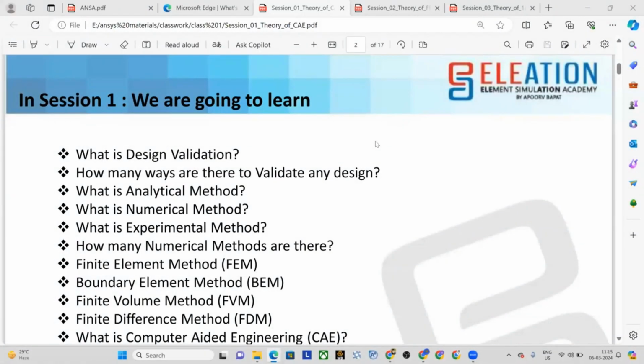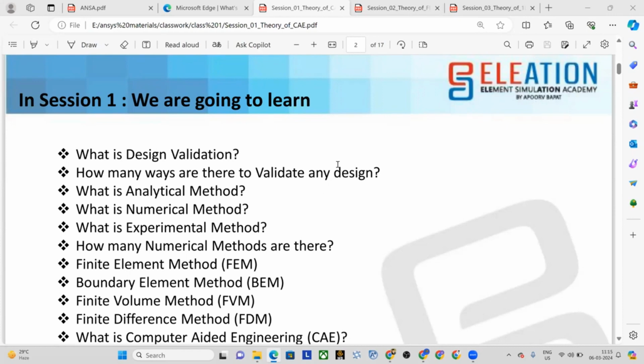Record this session, and I'll start from the basics of finite element analysis, and also I'll give you some insights about the calculation point of view and what is stress and everything, so that we can get into ANSA.